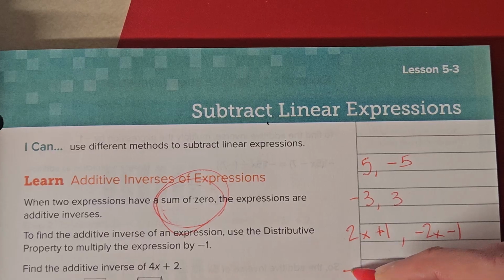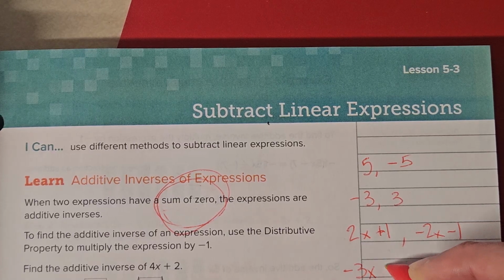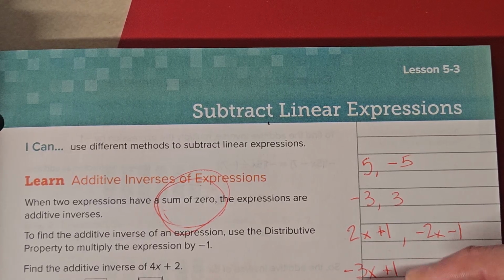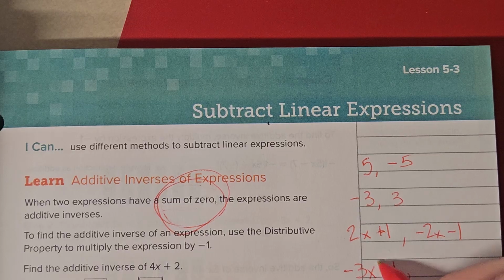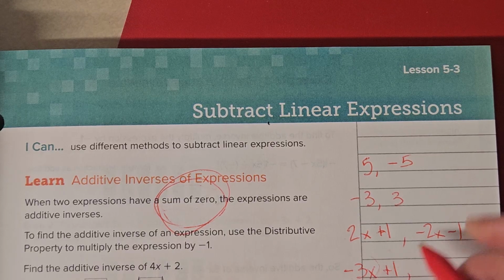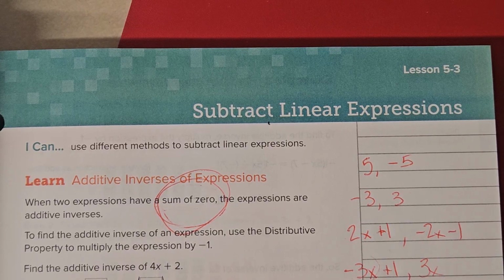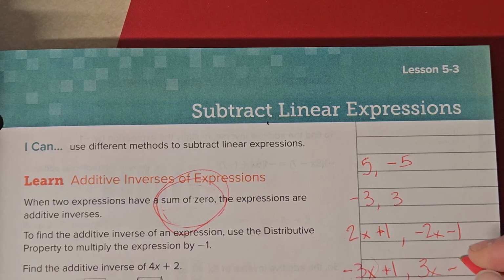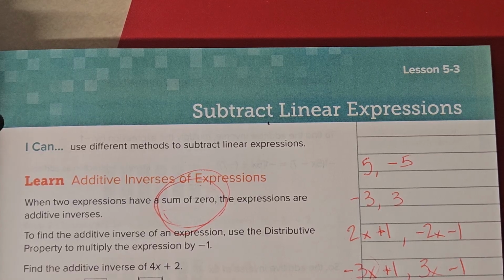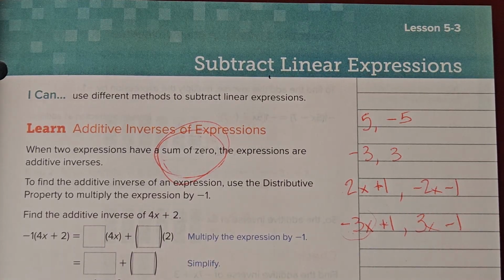But what if it's like -3x plus 1? This one's already a negative. Well, you have to get this back to 0. So this back to 0 is a positive 3x, and this back to 0 would be a -1. So you have to look at each term individually, okay?